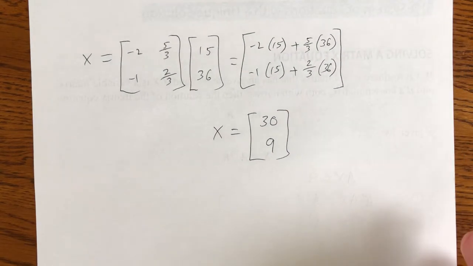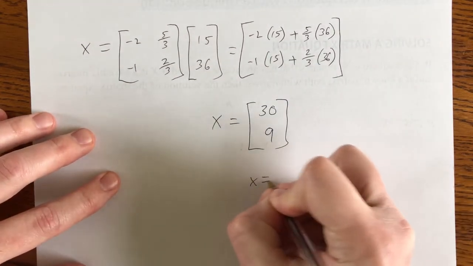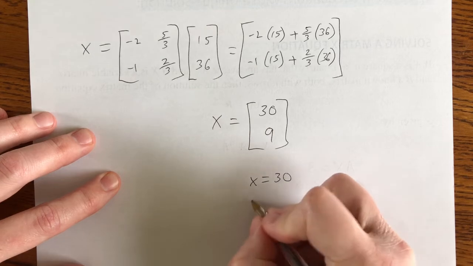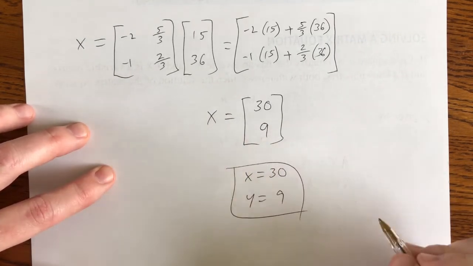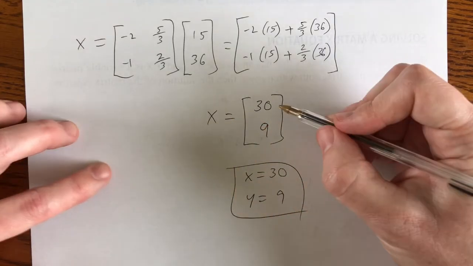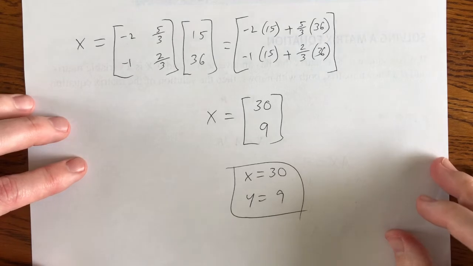All right, so we've done it. We've come up with our matrix X. What does this really tell us then? This tells us that X equals 30 and Y equals 9. Again, matrix X really meant XY. So that's why we're getting these two results.